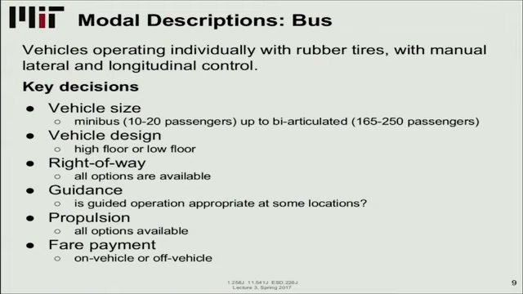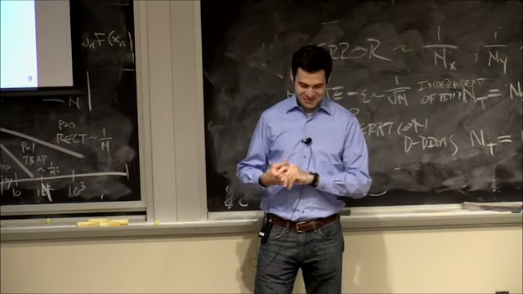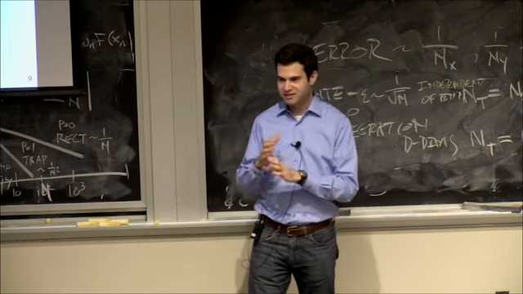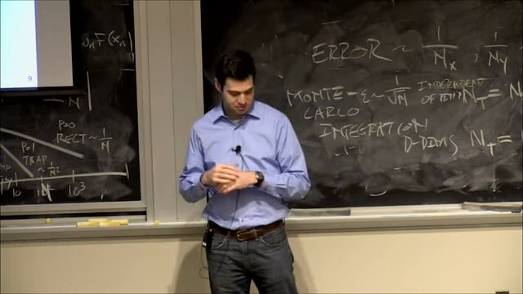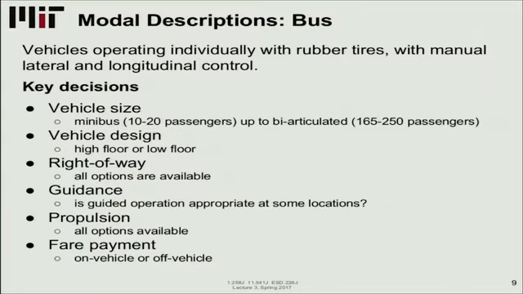Okay, let's talk about bus. What is a bus? And we're talking about the stereotypical, this is the what is a bus, what is a train lecture. So these are the stereotypical description of what a bus is, but of course the boundaries between these modes are blurry. So the stereotypical description is a vehicle operating individually with rubber tires, with manual lateral and manual longitudinal control. So a driver has full control.